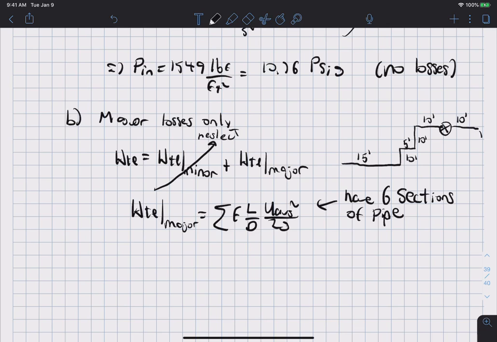One thing to note is that the diameter of the pipe is equal to 0.75 inches throughout this entire piping network, up until the very end through the faucet.